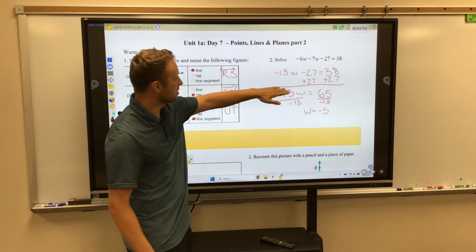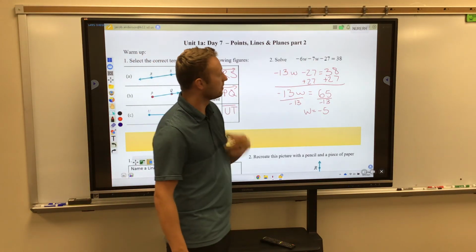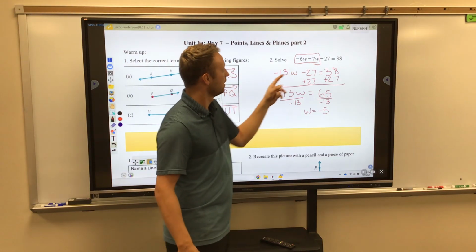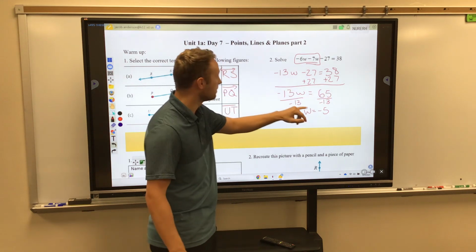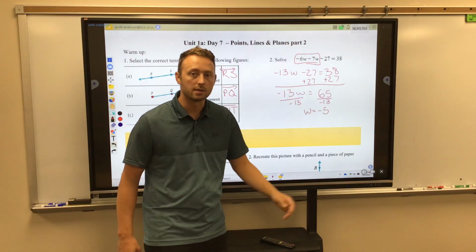If I'm going over to number 2 here, this is just a solving question. I've got negative 6w minus 7w. I combined those like terms first, and I put negative 13w. Then I copied the rest of the problem down. I added 27 to both sides. I divided by negative 13 on both sides, and I got w equals negative 5 for that one.